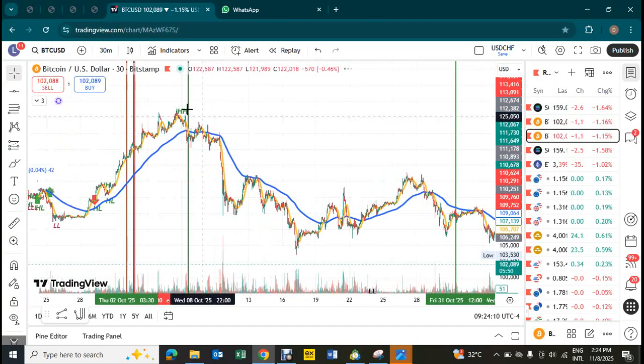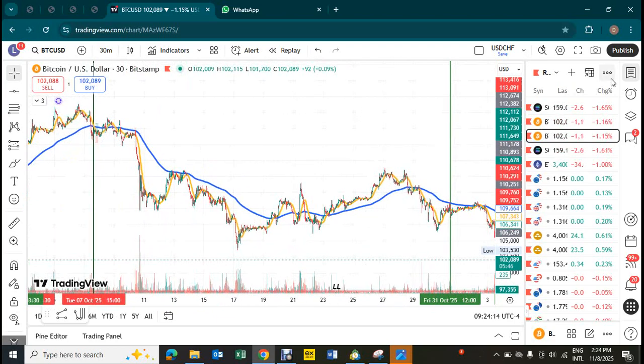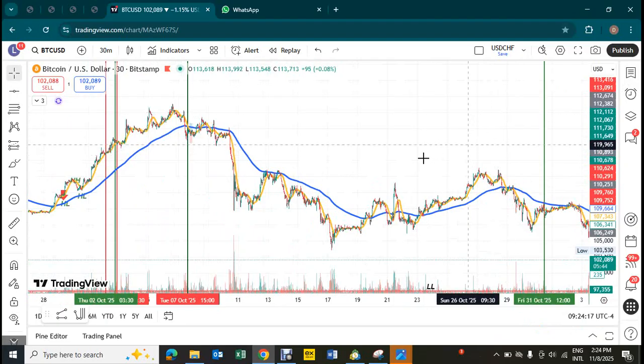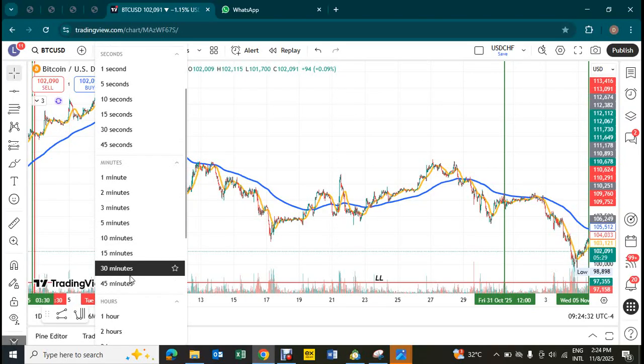Now looking at this chart, let me try to expand it so we can see clearly. Now this is the 30. Remember, it's a 30 minutes time frame. You should always be in a 30 minutes time frame. Always remember that. It's a 30 minutes, 15 minute strategy which we are working on now. So this is the 30 minutes time frame. You should always be on 30 minutes.